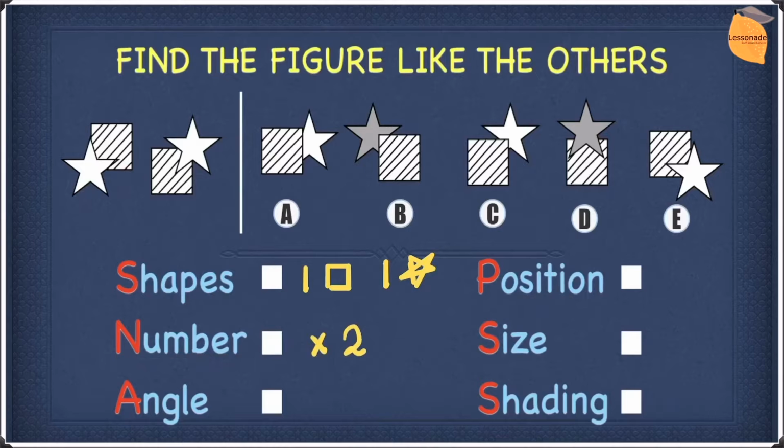Then let's go on to angle. In terms of angle, we have no angle because there is no reflection and no rotation. So that means angle does not work, so we can cross off angle. So let's move on to position.